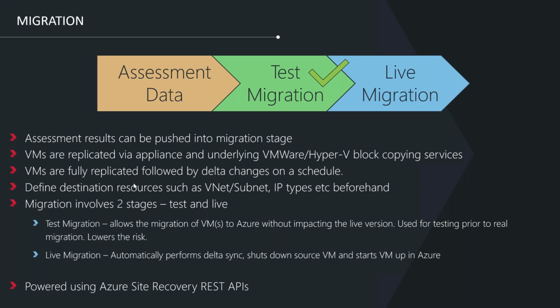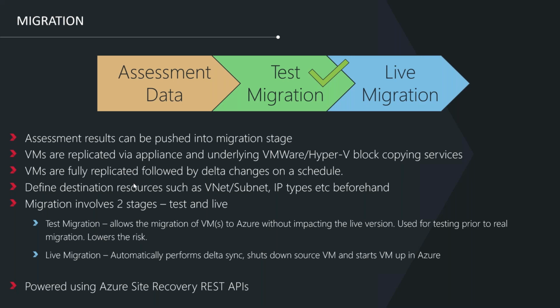Once we've done that, we can then do the live migration. So what that is going to do is perform a final delta sync on a particular VM. It's then going to shut down that source VM automatically. It does not delete that VM at all. So really important to remember that.